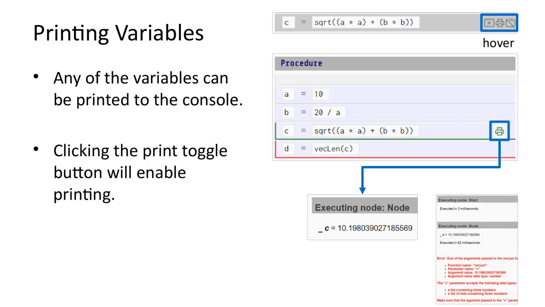On the right-hand side of each line of code, you will see a number of small toggle buttons. These buttons will only be visible when you hover over the line of code. Lines of code that assign a value to a variable have 3 buttons. The middle button is the toggle button for printing. Clicking this button will mean that when the code is executed, the value of that variable will be printed.